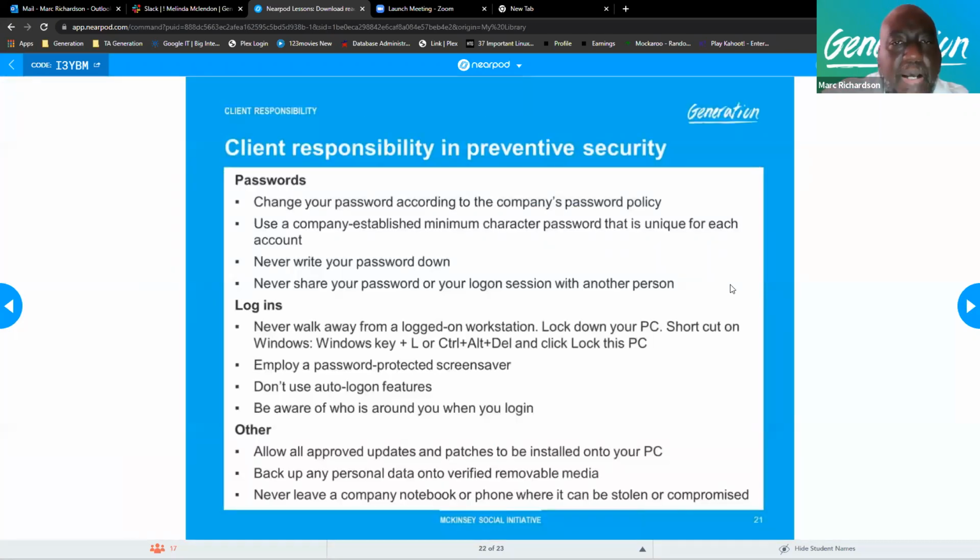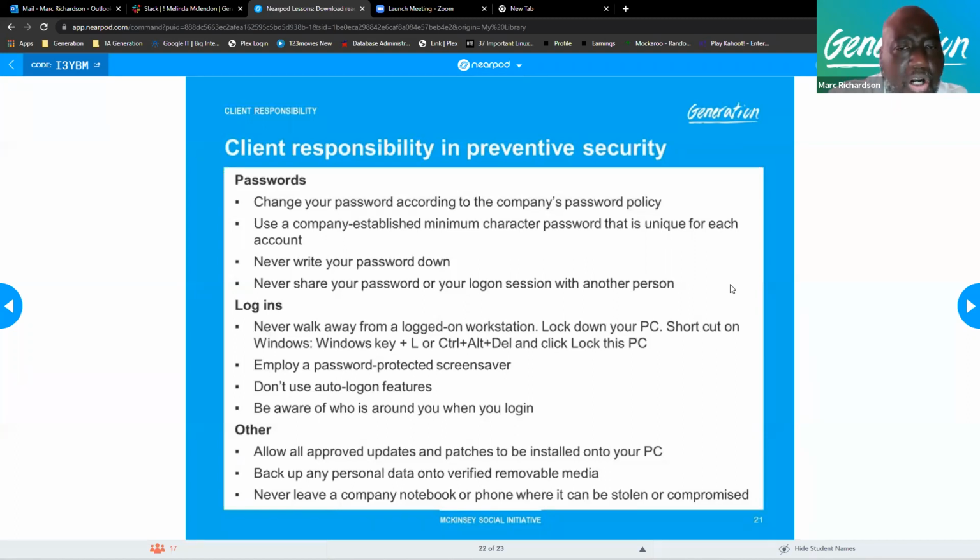All right, client responsibility in preventative security. Okay, we've got the passwords, logins, and other. Do you want to change your password according to the company's password policy? Use a company established minimum character password that is unique for each account. Never write your passwords down. Never share your password or your login session with another person.